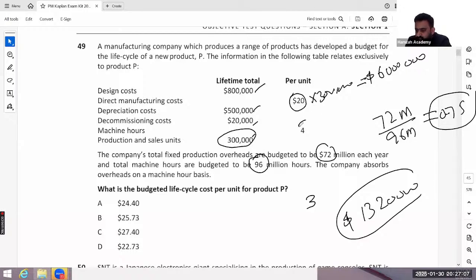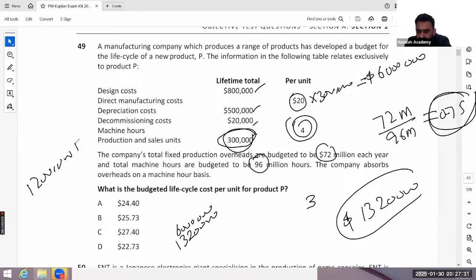And each unit is going to take 4 hours. So the total cost will be 6 million plus 13 lakh 20,000. Overhead absorption rate is 0.75 machine hours. You are going to produce 300,000 units, and each unit is going to take 4 hours. So you are going to take total 1,200,000 machine hours.